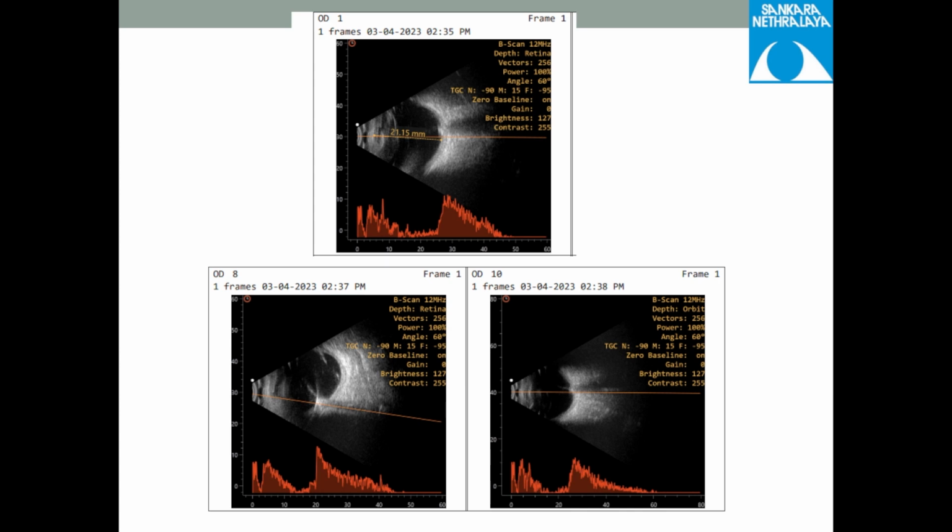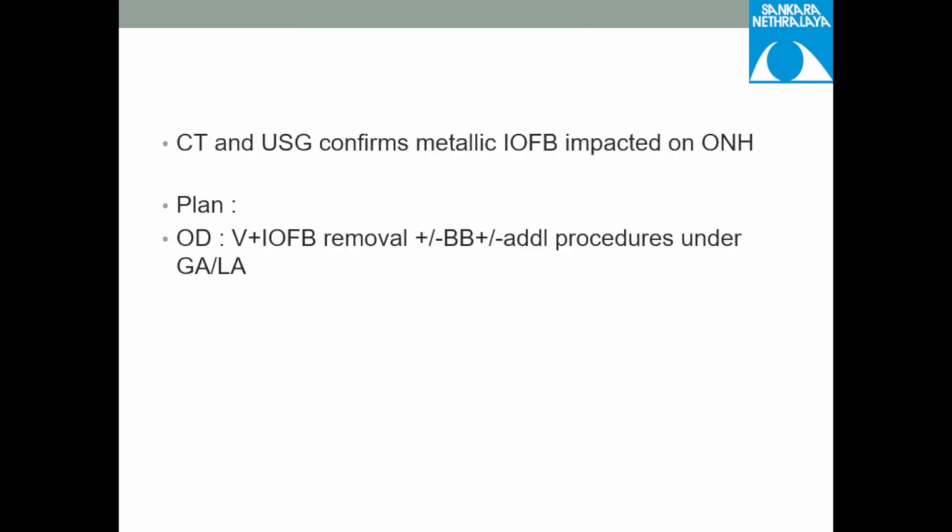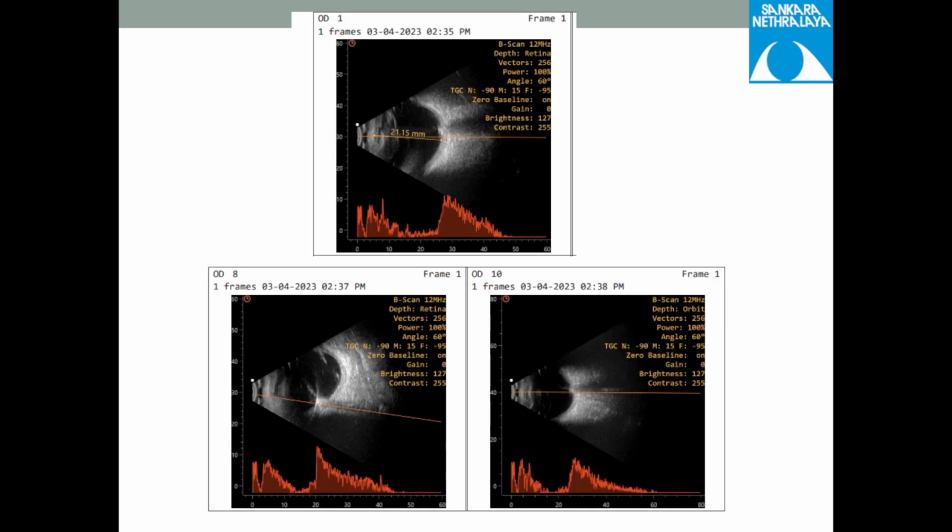The superior image shows the axial scan. The lens echo is seen. The bottom left image shows a high reflective clump echo noted at the ONH with possible back shadowing. The retina appears attached, at least in these scans. How will you see the back shadowing if it's over the ONH? Yes.